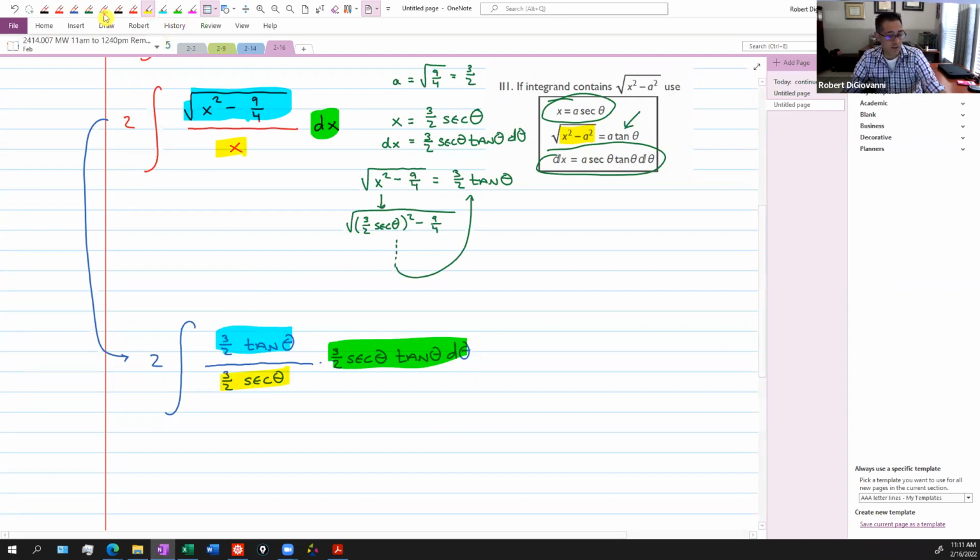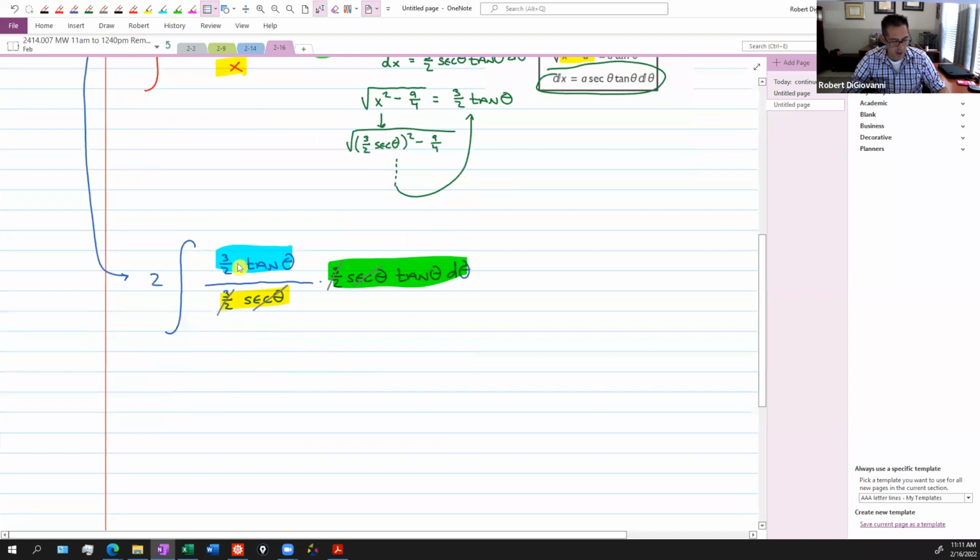And now we just cancel things if we can. I see a 3/2 goes away here. Oh, I could have done the other one. Secant theta goes away. So I still have a 3/2 here. I'm going to pull the 3/2 out, hit the 2 with it. It'll just turn into a 3. And then all I have is tangent squared theta d theta.